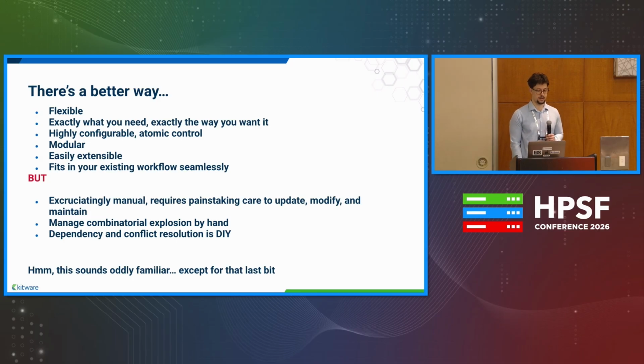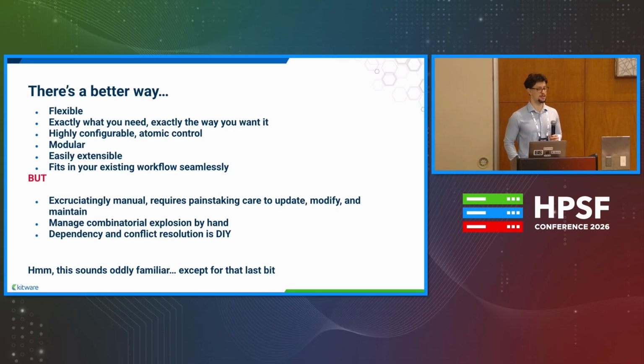But like I said, they're manual. They're a pain to maintain. And they're certainly a pain to update and modify. Like I said, manual dependency resolution and conflict resolution. And you've got to manage combinatorial explosion by hand, right? If you want 30 different variations of a package, and those all have a bunch of patches and changing dependencies, you have to manage it.